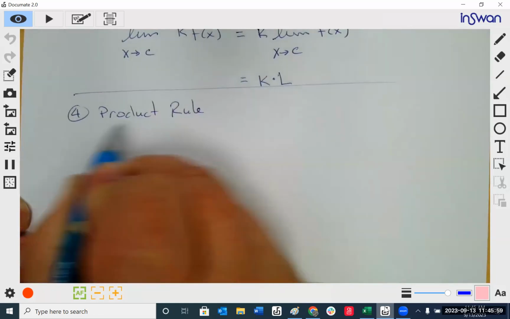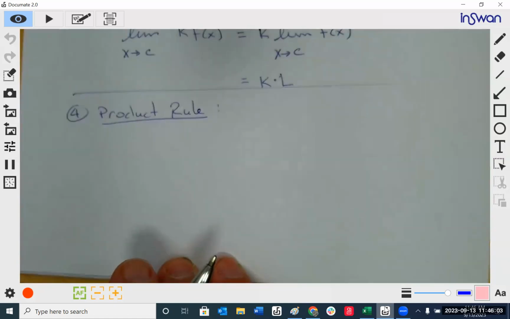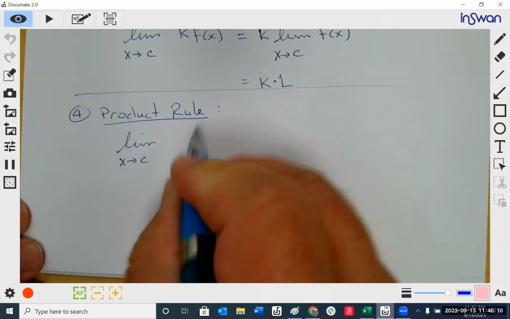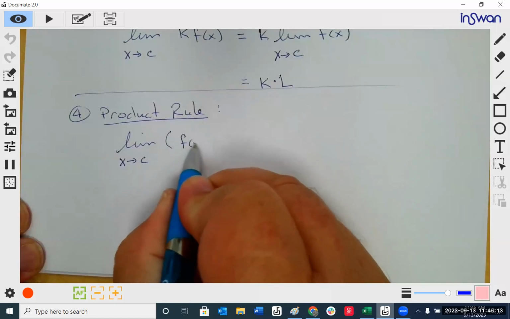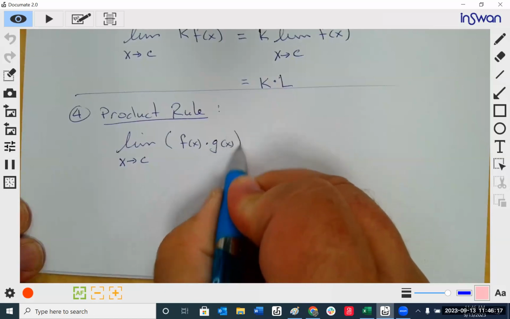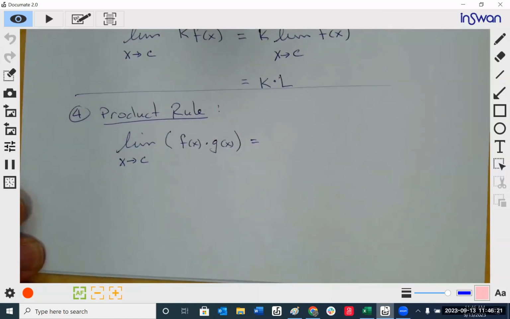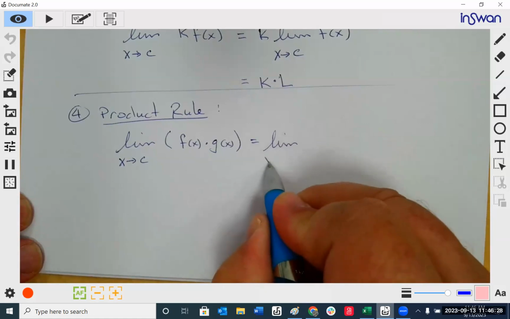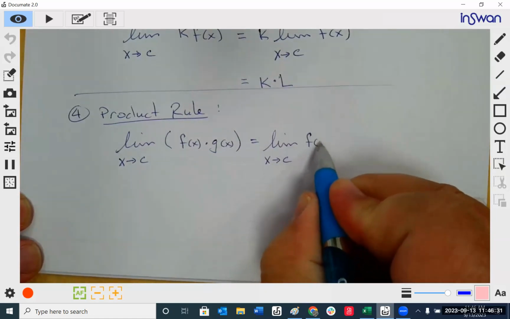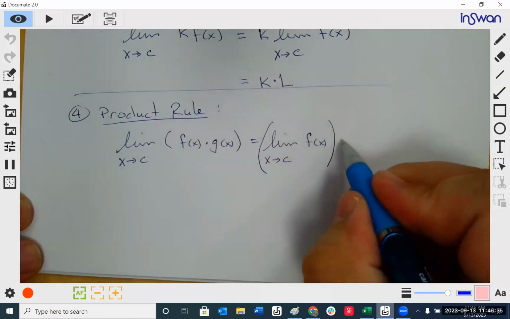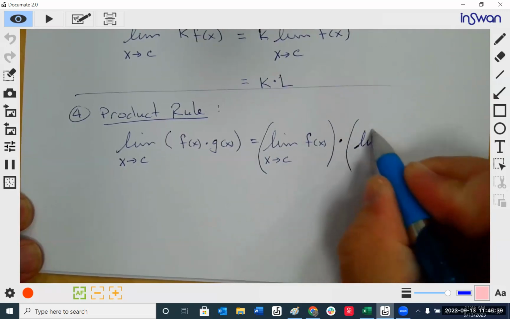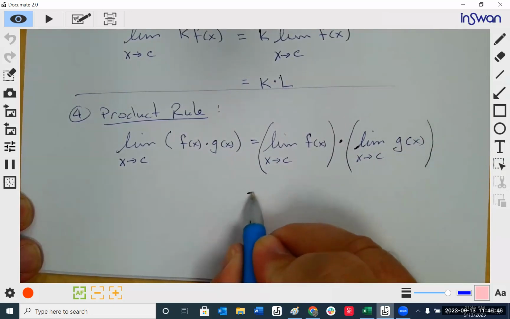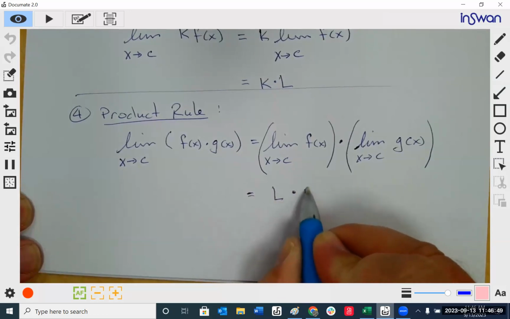The product rule. The limit as x approaches c of f of x times g of x is the limit as x approaches c of f of x times the limit as x approaches c of g of x, which is L times M.